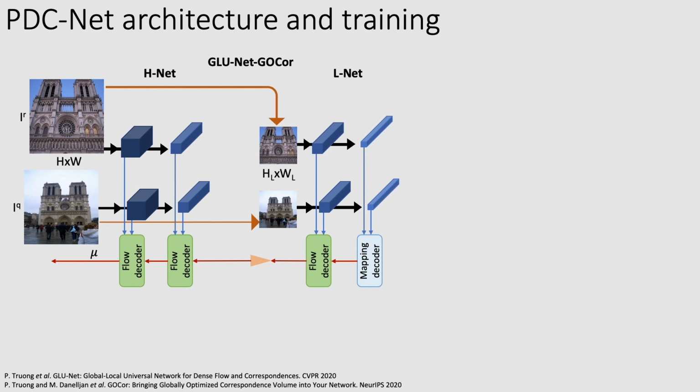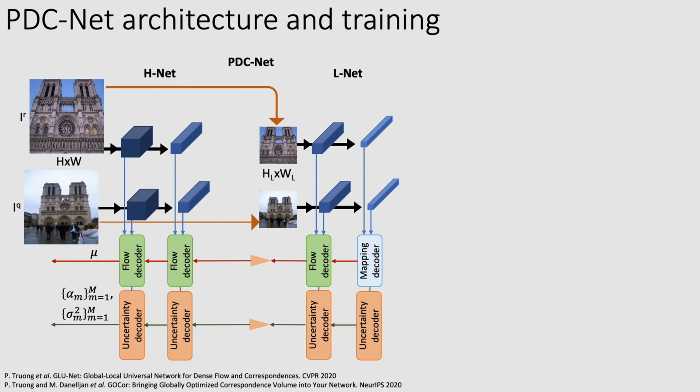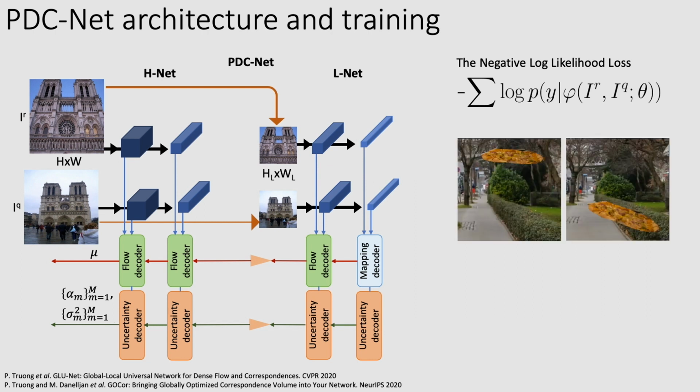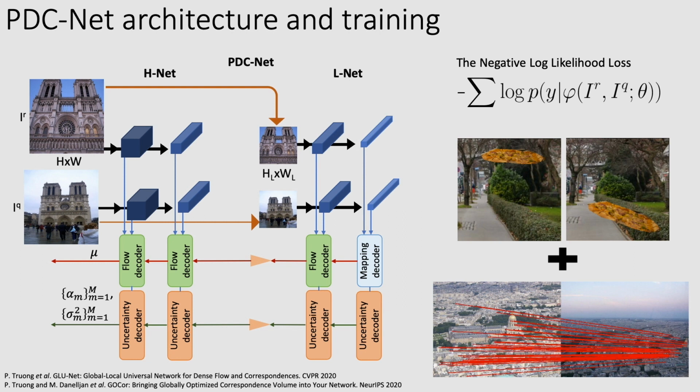We obtain the PDCnet architecture by adding our uncertainty decoders in GLU-Net GOCor. We train our network using the negative log likelihood loss as the only objective on both self-supervised data and sparse ground truth data. Now let's look at the results.